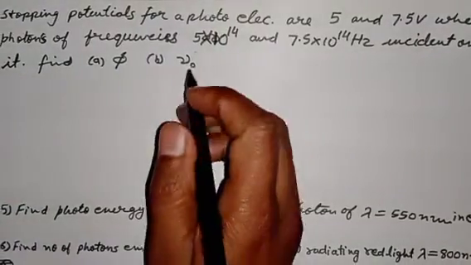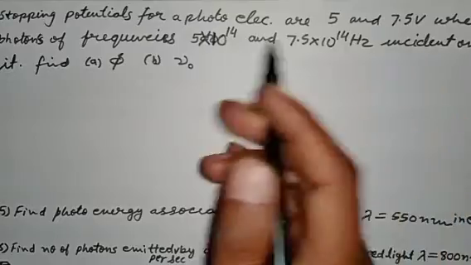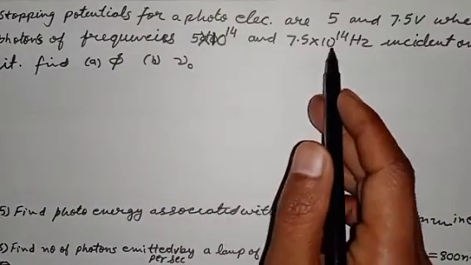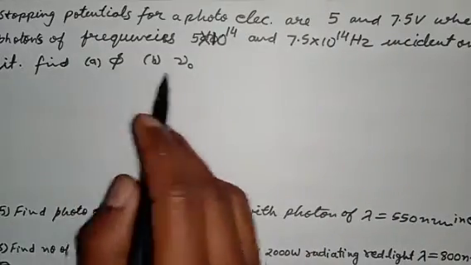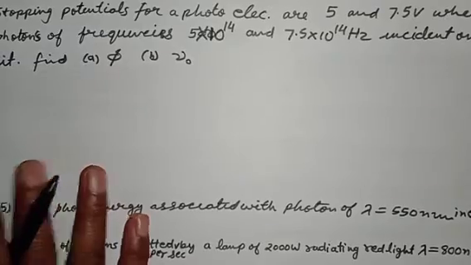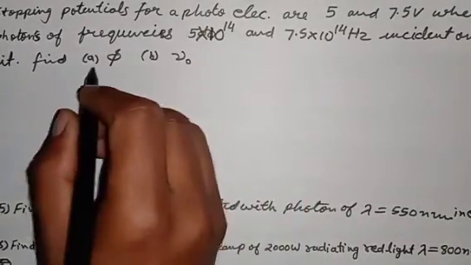Stopping potentials for a photoelectron are 5 and 7.5, when photons of frequency 5 into 10 to the power 14 and 7.5 into 10 to the power 14 are incident on it. Find phi and nu naught. So it is basically an ordinary simultaneous equation that will be formed here, and we can solve them.